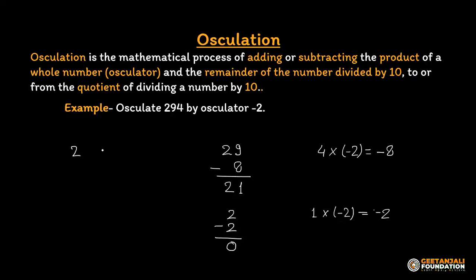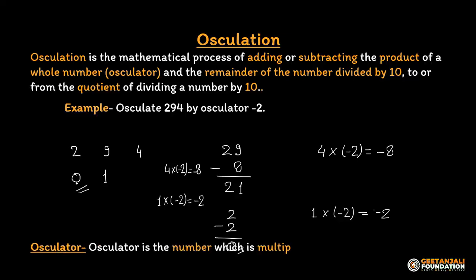Now by the shortcut method, you will write this number 294 here. First you multiply this 4 by the oscillator. So 4 multiplied with minus 2 will give you minus 8. Now this minus 8 will be added to 9. When you add this to 9, you get 1 because 9 minus 8 will give you 1. Now this is a single digit number. Simply multiply this 1 with the oscillator, which is minus 2 here, and your answer is minus 2. Now this number will be added to the next number, which is 2, and your answer is 0. You can match this 0 and this 0. So this is the way you follow the oscillation process.